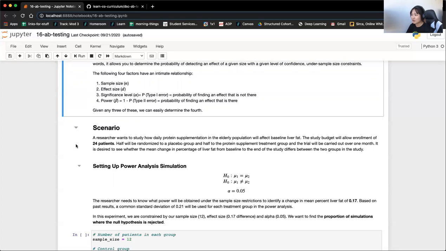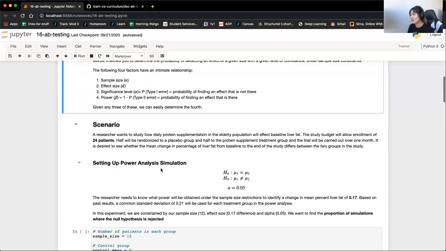It's desired to see whether the mean change in the percentage of liver fat from baseline to the end of the study differs between the two groups in the study. So basically, over a month, 12 out of 24 of the patients are going to be given the drug, 12 are going to be given a placebo, and we want to see if there's going to be a difference in their baseline liver fat.